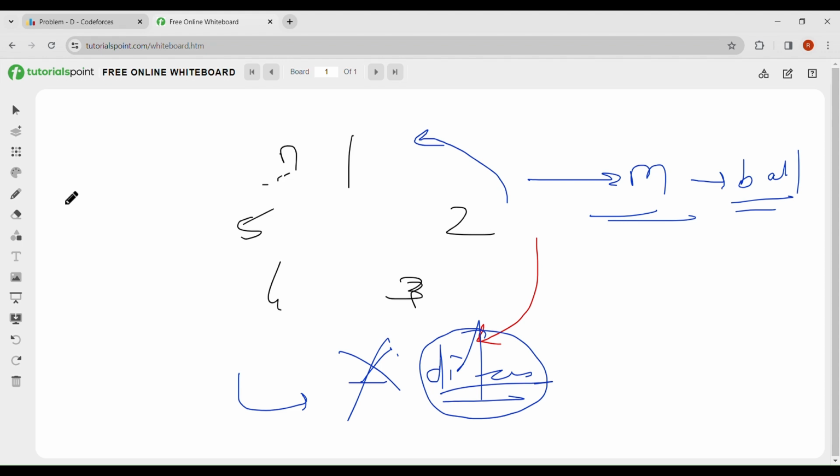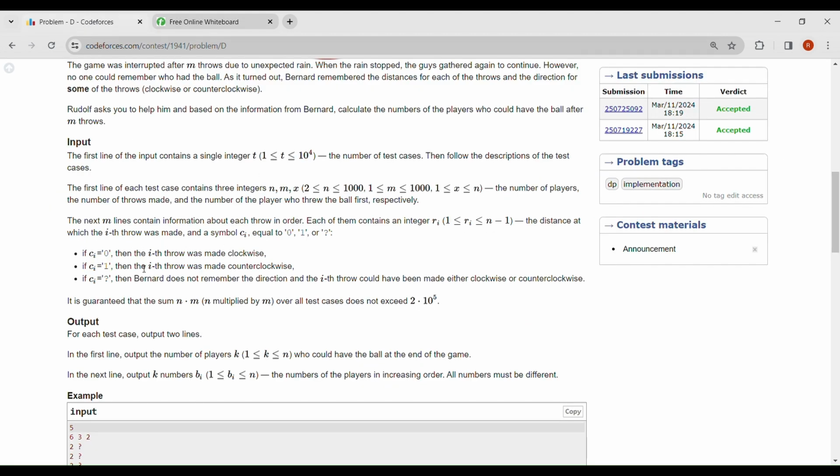So there are three conditions, 0, 1 and this one. The first is clockwise, the second is anti-clockwise, and the third is not known, but the distance is given in every position. So the question is asking, if we consider all the cases, who can receive the ball at the end after m operations. So this is the question, and we need to find the answer and the sides.